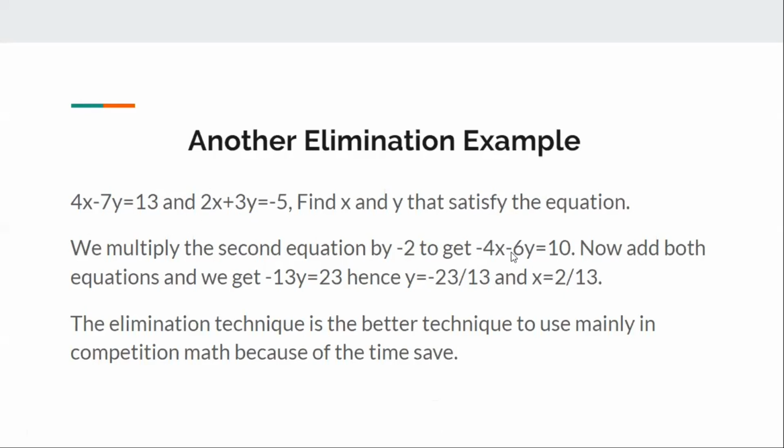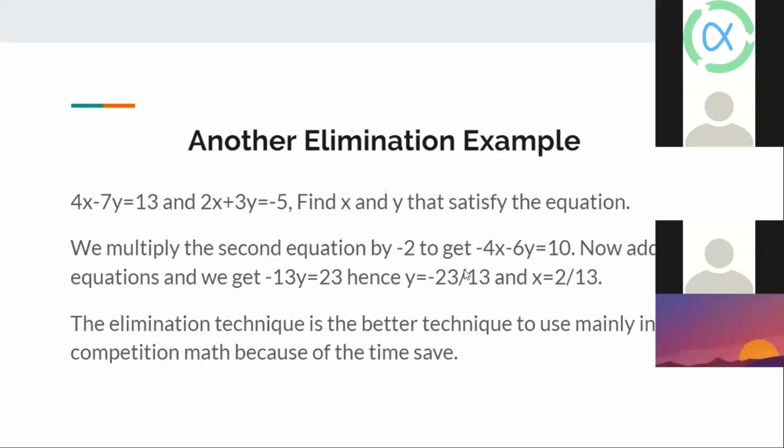And you're going to get negative 4x minus 6y is equal to 10. And then if you add this equation and the first equation, you're going to get negative 13y is equal to 23. So y is equal to negative 23 over 13 and x is equal to 2 over 13. We already talked about this, but the elimination technique is the better technique to use, mainly in competition math, because of the time saved.